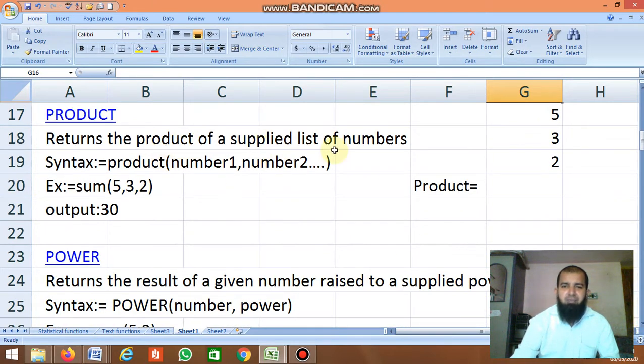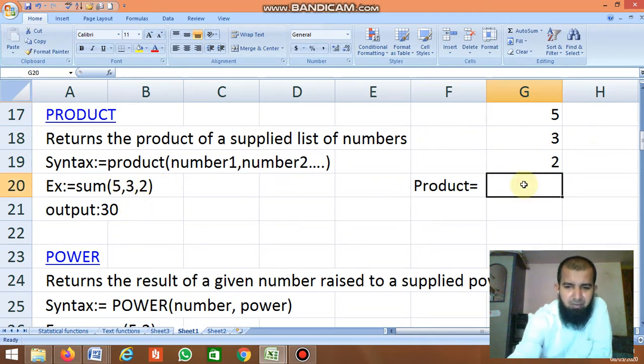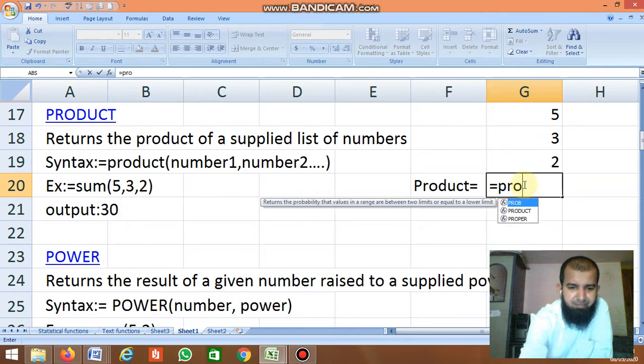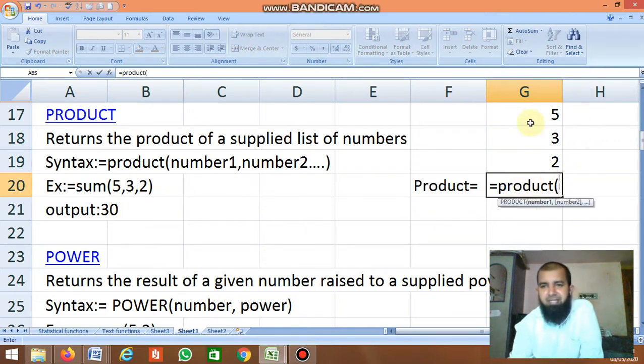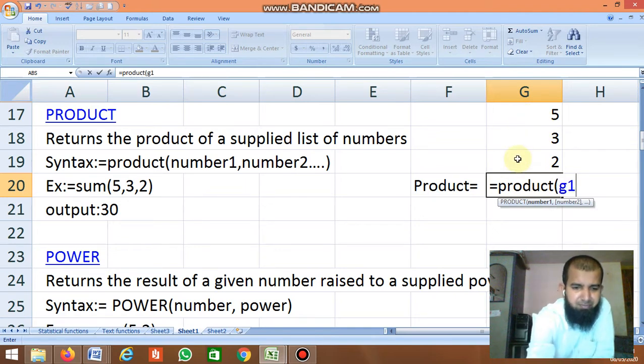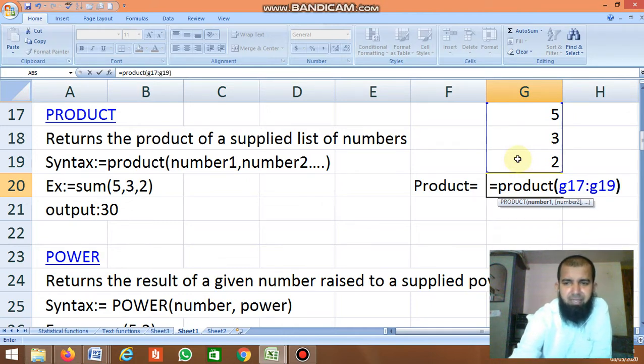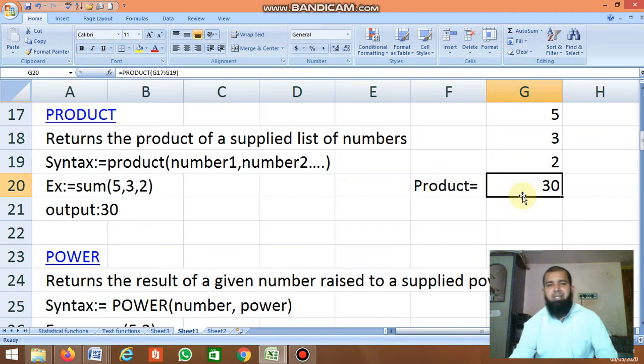Next, PRODUCT. Returns the product of a supplied list of numbers. Example, 5 into 3 into 2. 5 into 3 is 15, 15 into 2 is 30. So example, equal to product of G17 to G19, multiply. You get 30.